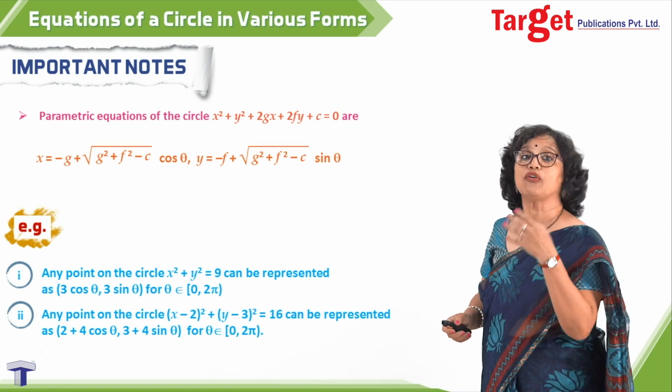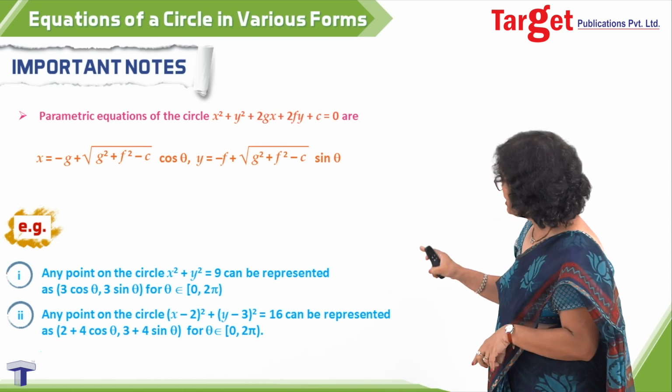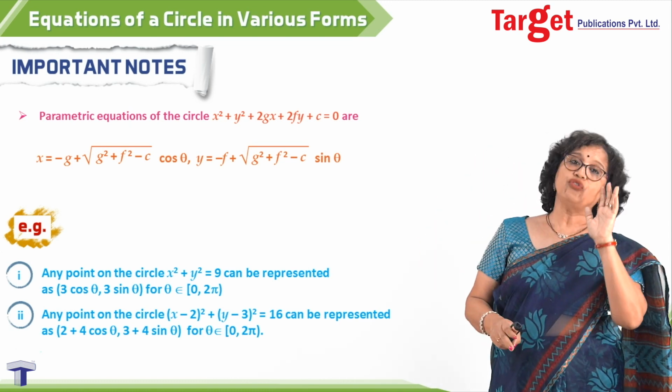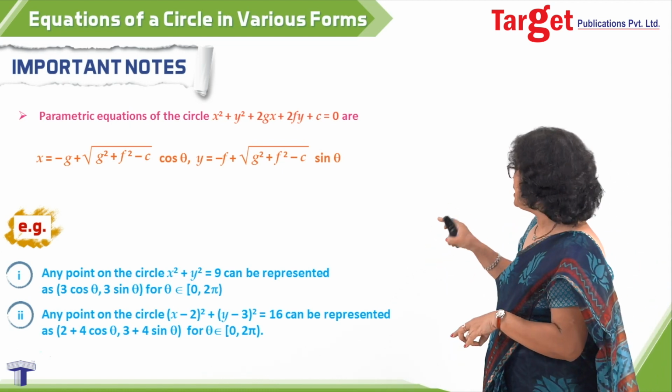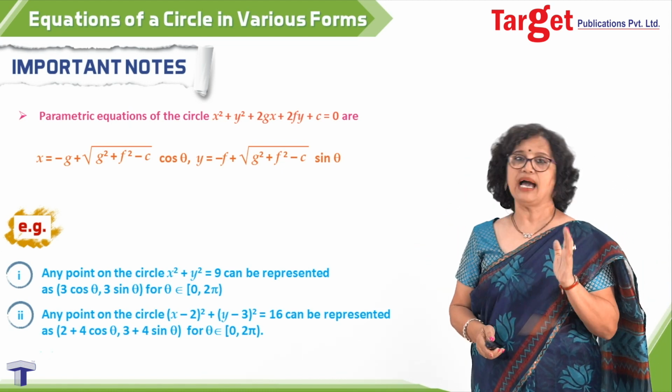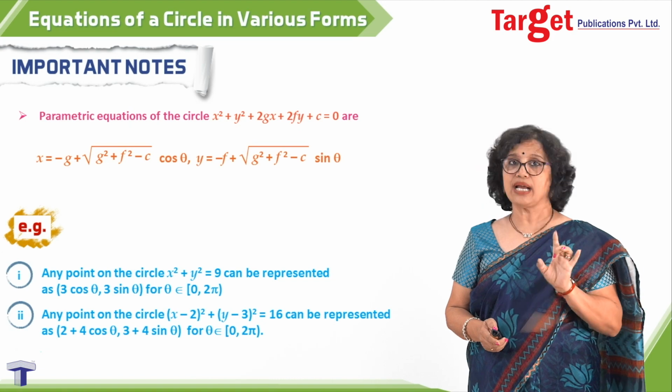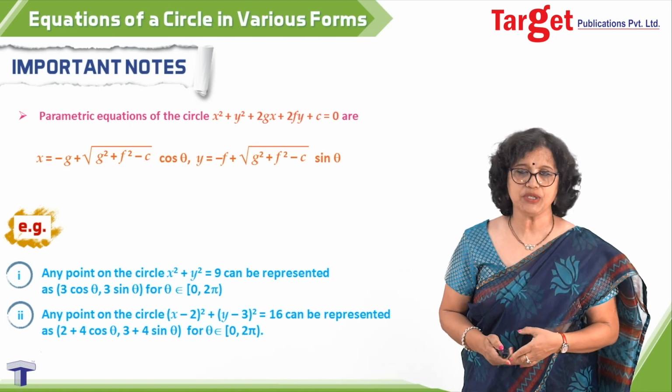So the coordinates of any point on the circle would be given as (2 + 4 cos theta, 3 + 4 sin theta). And where does theta lie? Again in the closed interval 0 to 2 pi. Okay. Let us proceed further.